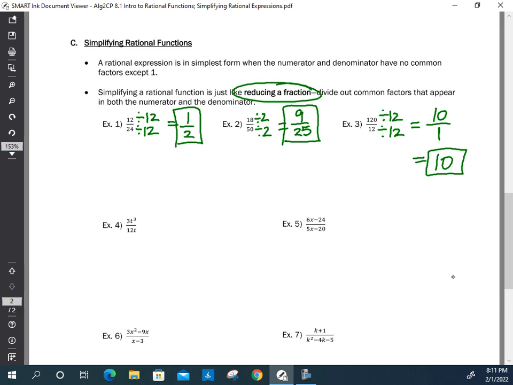So as we scroll on over to variables, the concept is still the same. We need to divide the top and the bottom by something that they share. Now, when variables come into play, it does get a little bit hairier and a little bit more complicated sometimes. I.e., you better be prepared to probably factor for some of these problems. So let's take a look at example number 4.